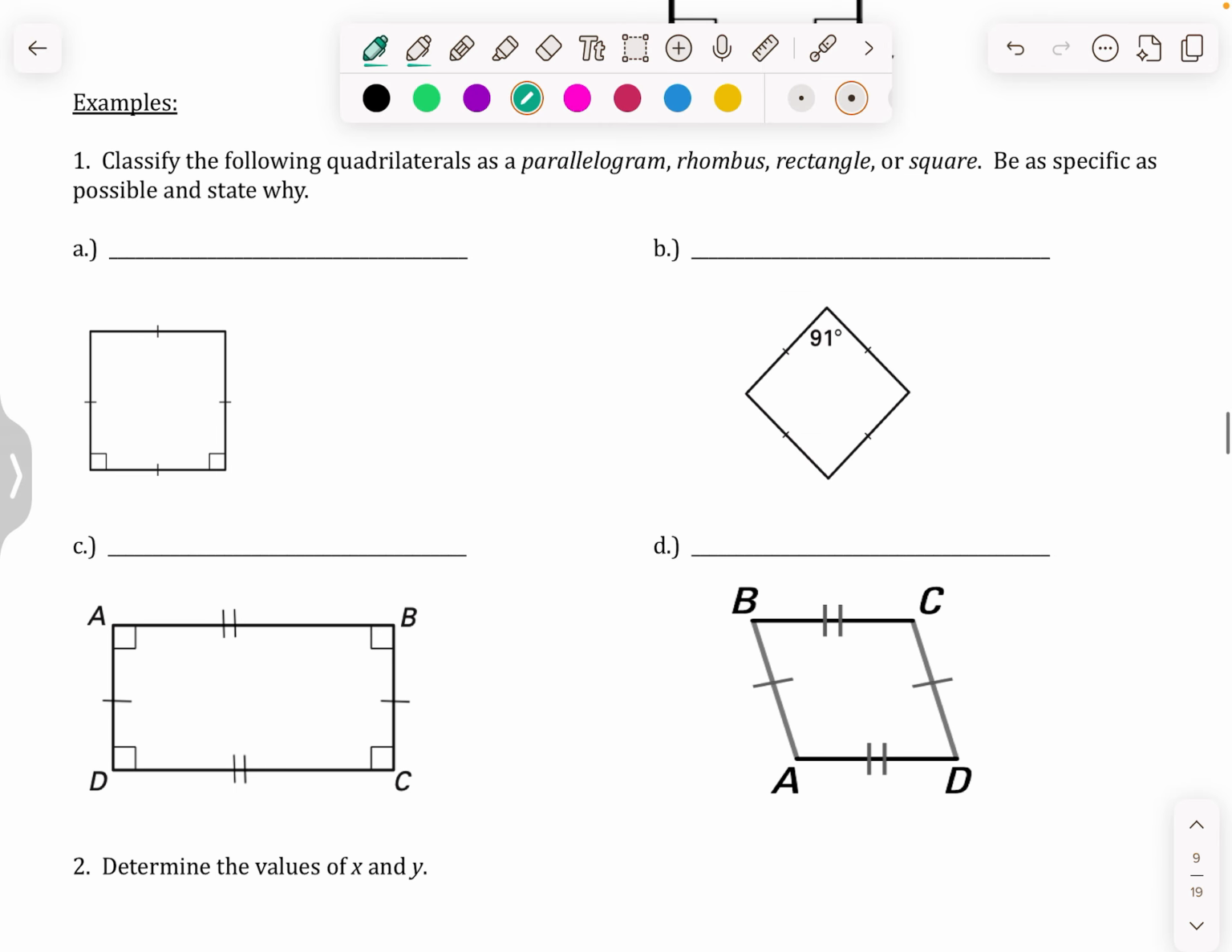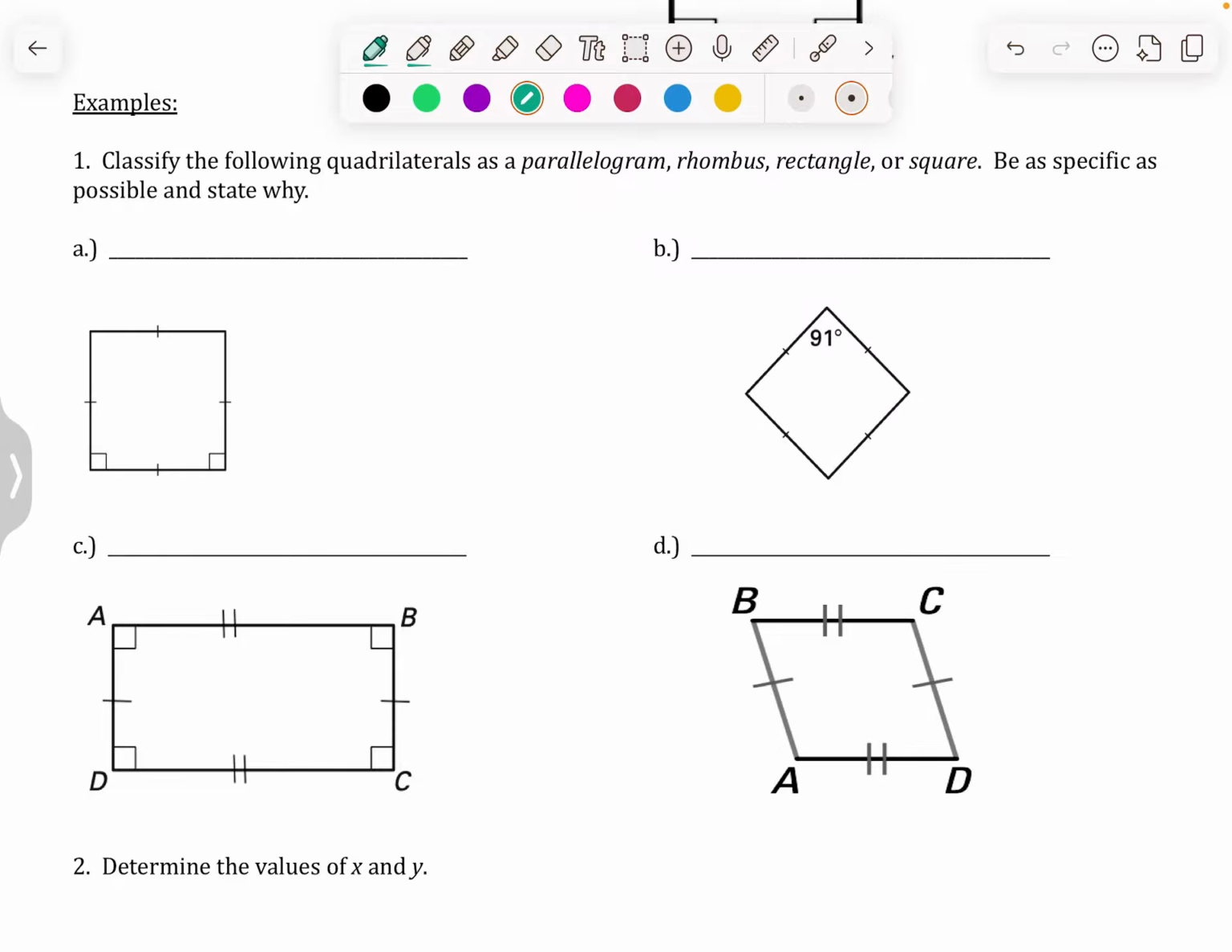All right, so just looking at our quadrilaterals and then deciding if it's a parallelogram, a rhombus, a rectangle, or a square. Be as specific as possible and state why. So I have a hard time saying that word, but okay.